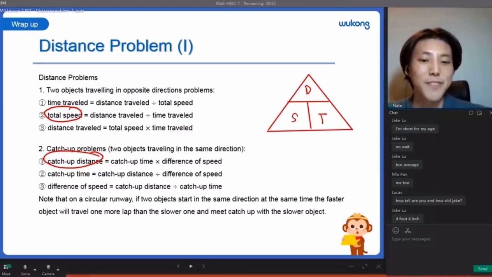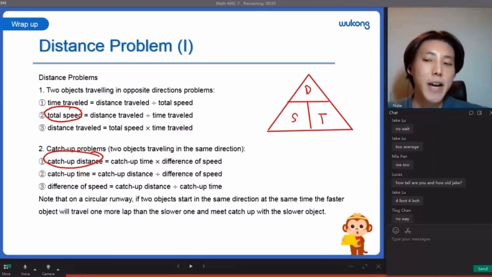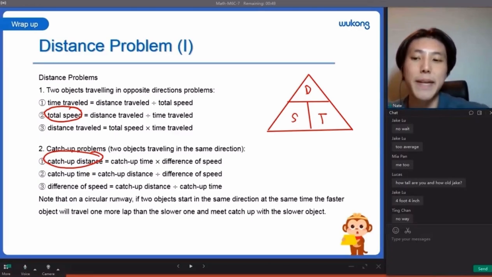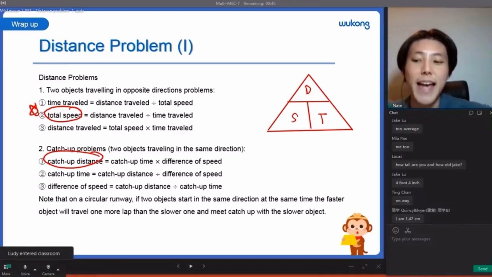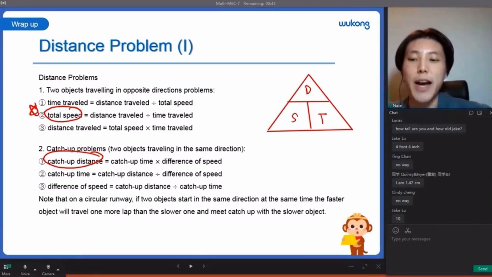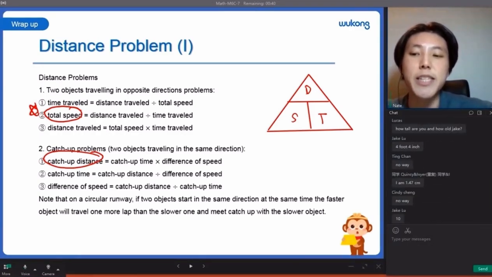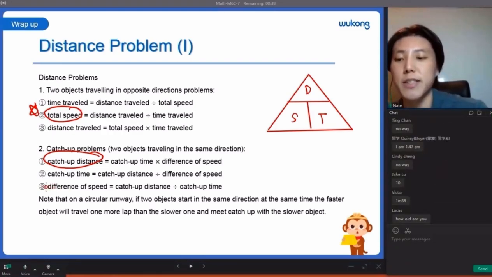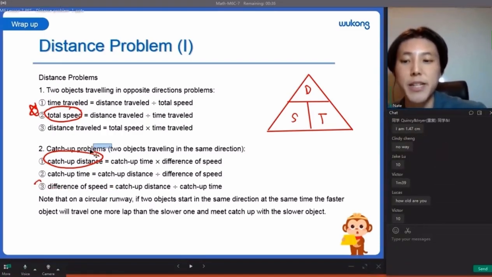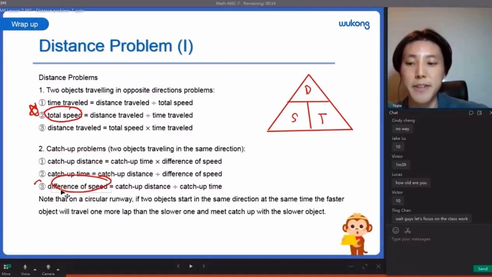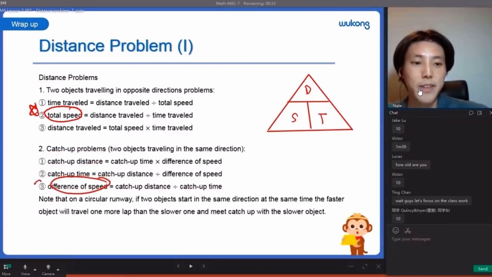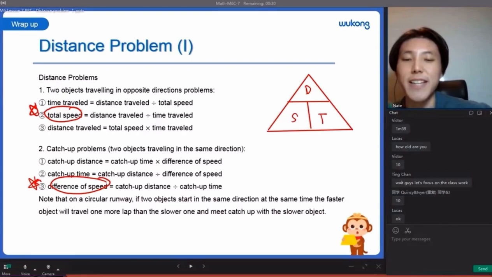Just make sure that when you're using the encounter problem, you say the total speed here. And when you're doing a catch-up problem, you have to make sure you say it's the catch-up distance and the difference of speed. So make sure that you guys remember that. That's the only difference that you guys have to pay attention to.